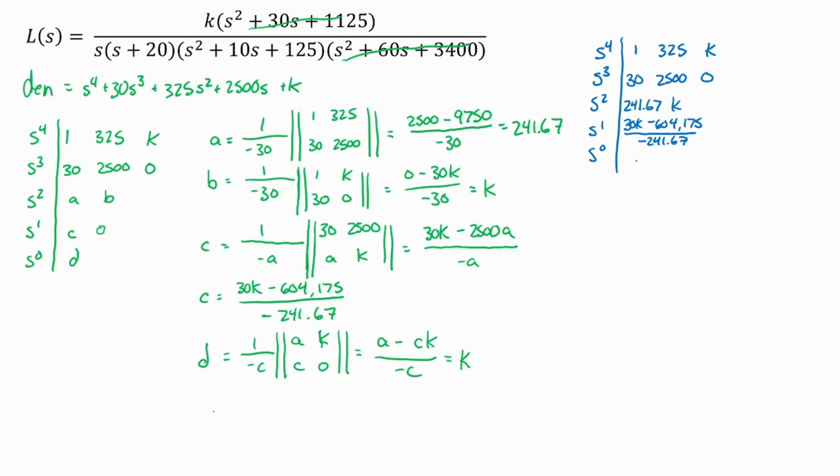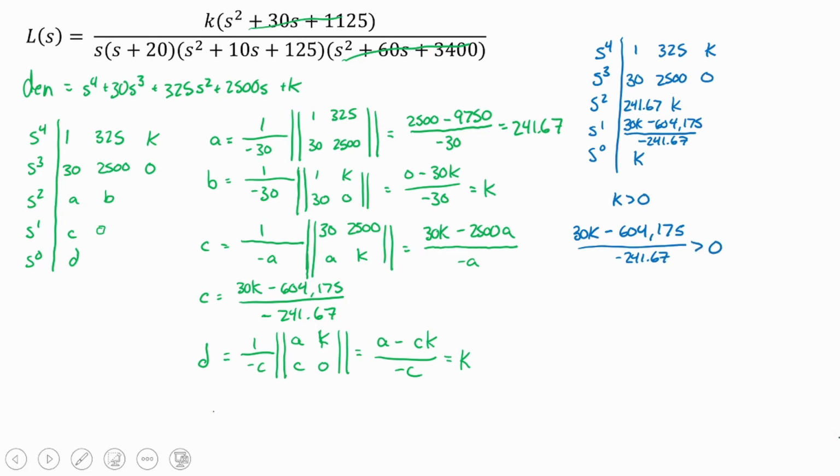And then our final value of S0 or D is K. Alright, so in order to keep all the values in the first column positive, we know, first of all, K has to be greater than 0, and 30K minus 604,175 all over 241.67 has to be greater than 0.